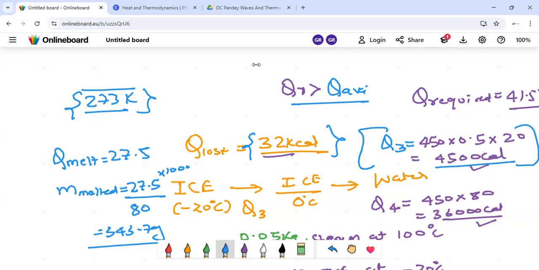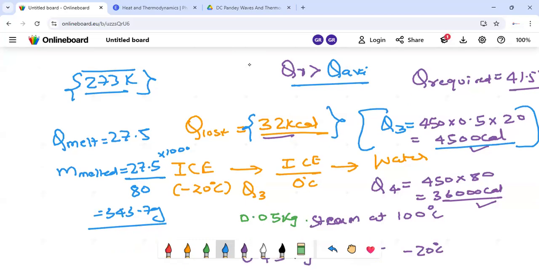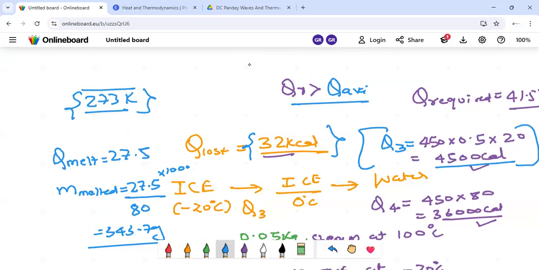Yes. So 32 minus 4.5 is how much left? 27.5. Exactly. Now 27.5 is in kilocalorie, so we have to multiply by 1000 to get the mass in gram. So 27.5 into 1000 divided by 80. 80 is the latent heat of fusion, right? In calorie. So that will give us how much mass melted? 343.7. Are we clear now? Yes, sir. Okay. Everyone else, are we clear with this? Yes, sir.